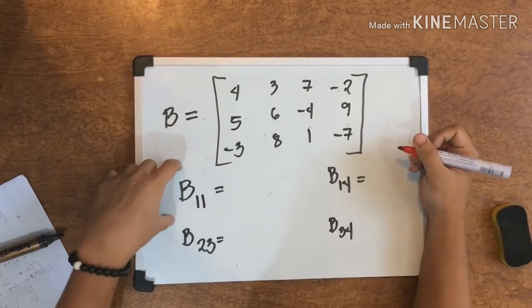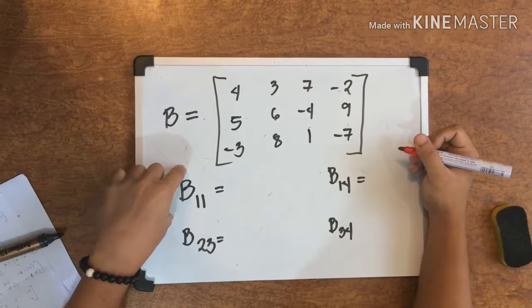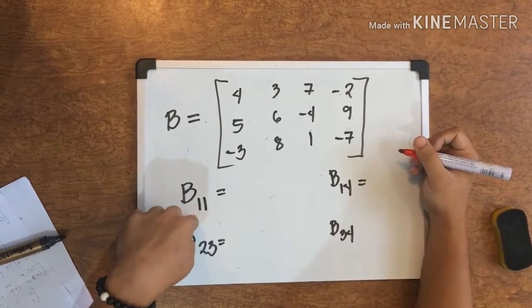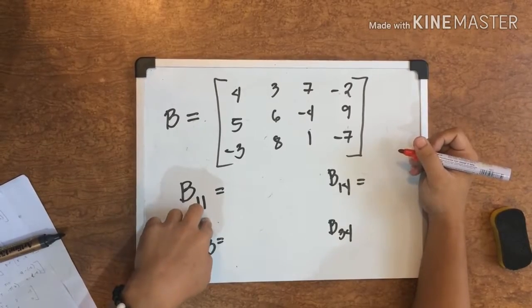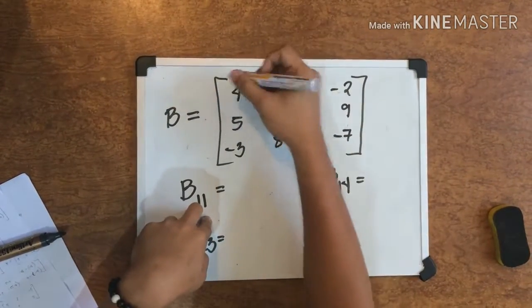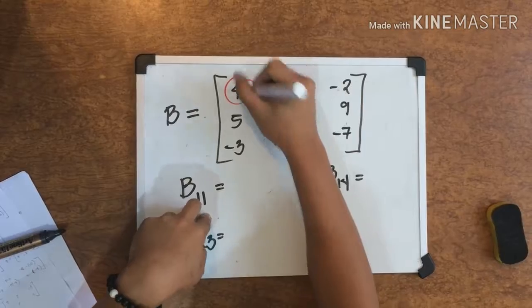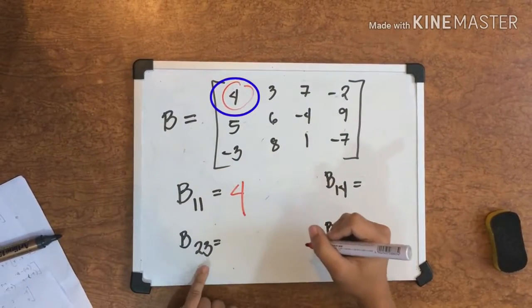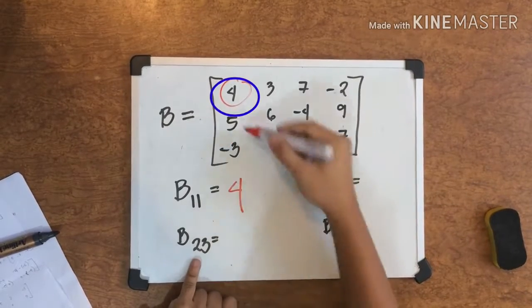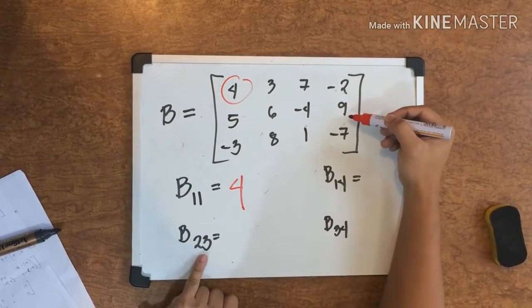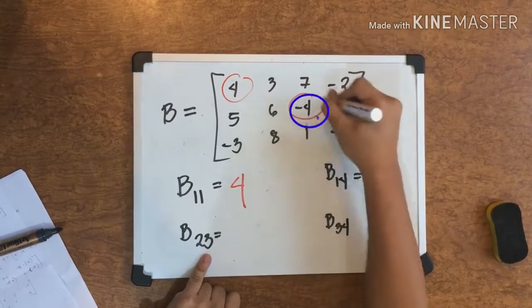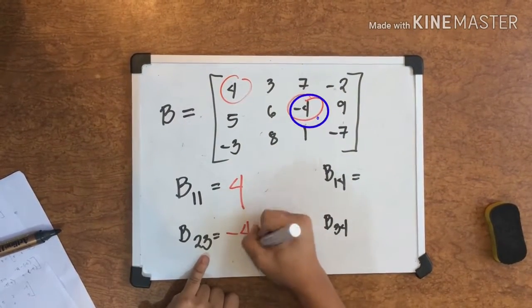So let us go ahead and find what is B11. B11 has 1 row and 1 column. So it is the number 4. So the answer is 4. The second is B23, which is the second row and the third column. So it falls under the number -4. So the answer is -4.